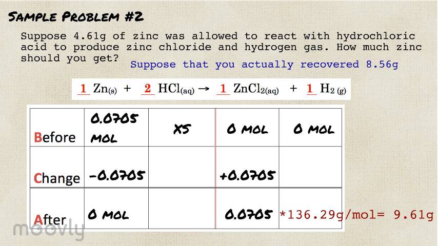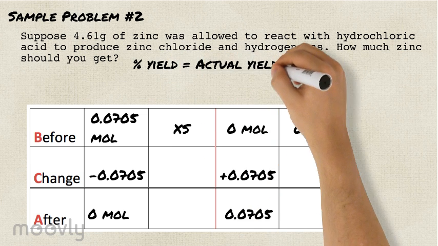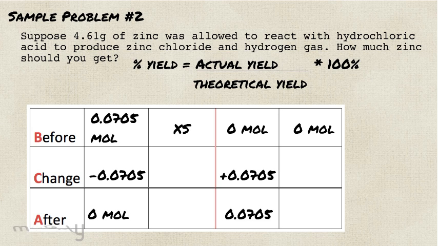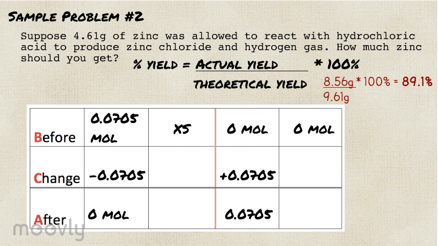Now suppose that in the experiment we actually recovered 8.56 grams of zinc chloride, which happens to be less than the predicted amount. Our reaction was therefore not perfect. In order to objectively evaluate the success and efficiency of our reaction, we will perform a percent yield calculation in which we compare the actual yield, or experimental yield, with the theoretical yield. Here is the formula. For this particular problem, our percent yield is 8.56 grams divided by 9.61 grams times 100%, or 89.1%.